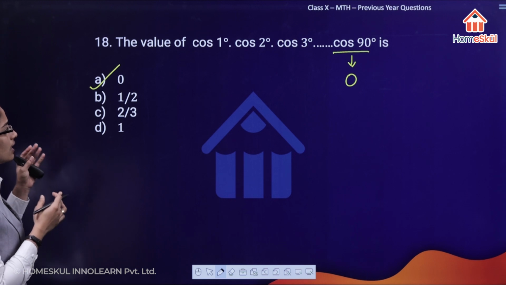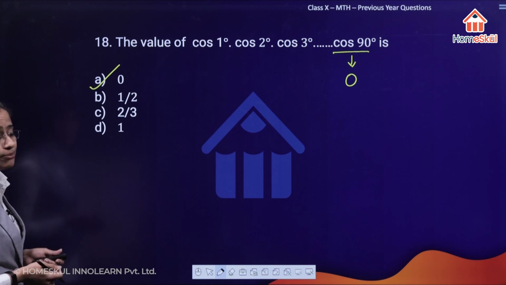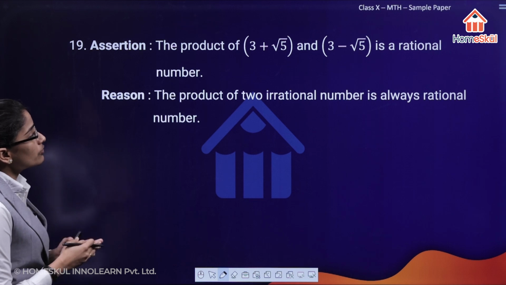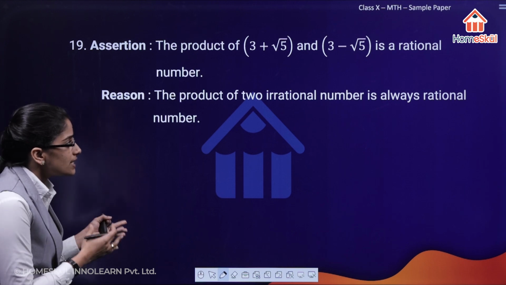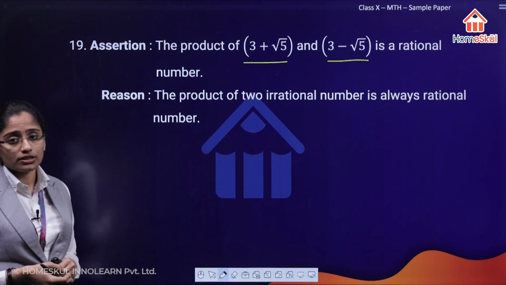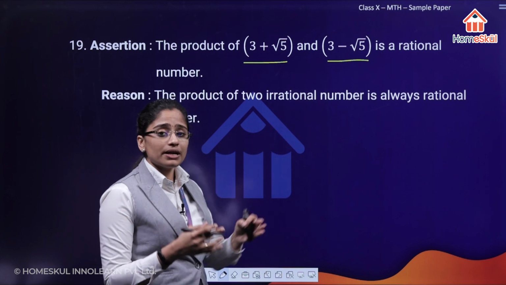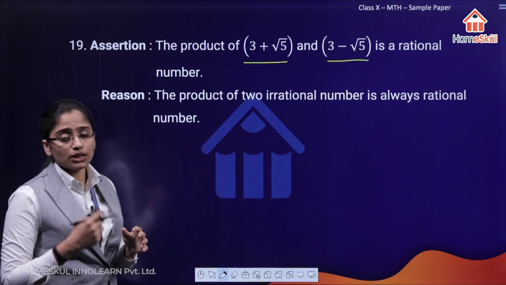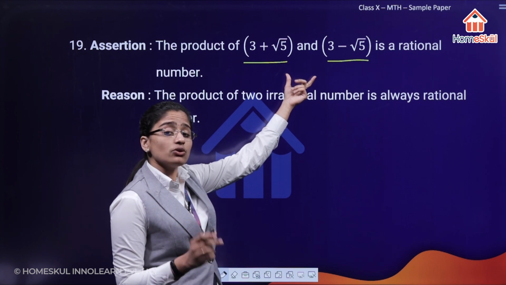So we are done with the MCQ type of questions. We are having two more questions, that is assertion reasoning type, okay. So, moving on to question number 19. The assertion: the product of 3 plus root 5 and 3 minus root 5 is irrational. Here, the given two numbers are conjugates of each other, isn't it? Both of these numbers are irrational, but how do we rationalize an irrational number? We multiply it with its conjugate, isn't it? So here, the given numbers are conjugates of each other, even though they are irrational.